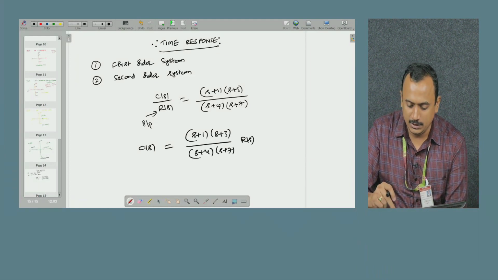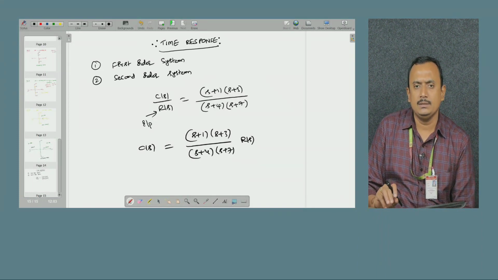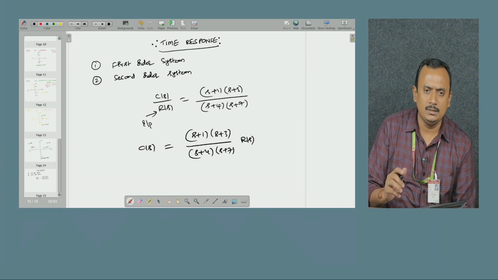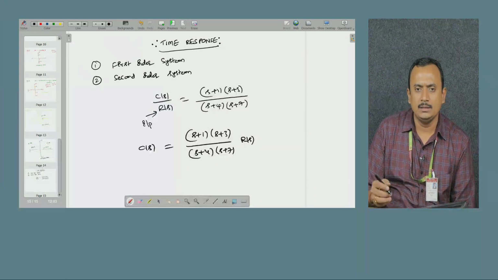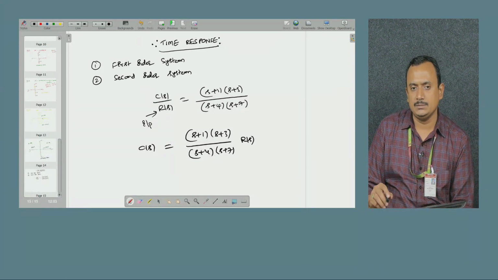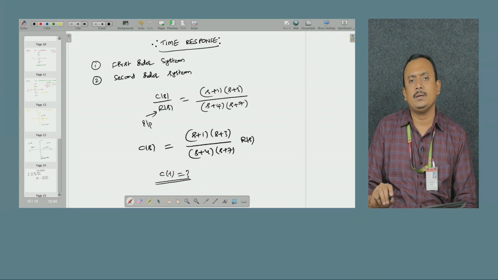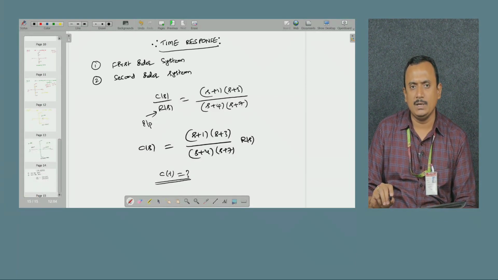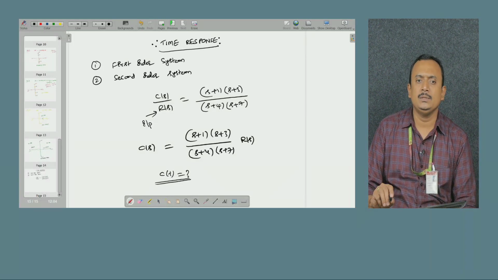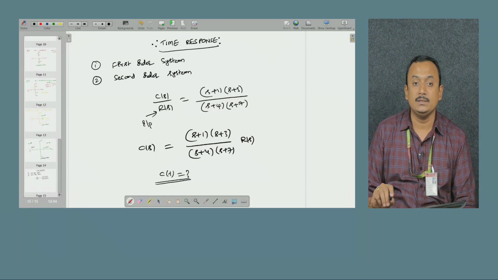And after substituting R of s here, we are going to have the C of s equation, and after that the normal procedure: applying partial fractions, separating the terms, and then applying the inverse Laplace transform to get C of t. So this is what we need to find out in time domain analysis, or in the case of time response. Response means with respect to time, we are going to find the output. That output here we will call C of t.